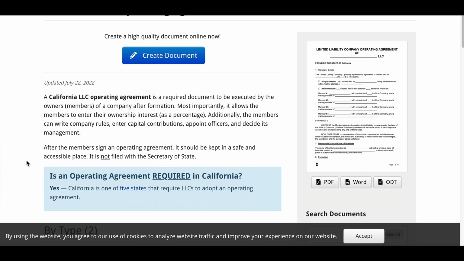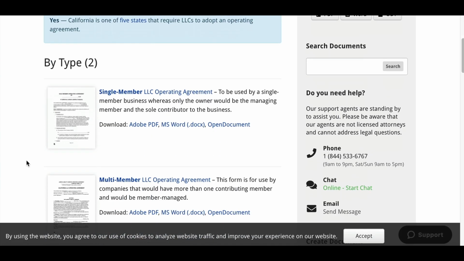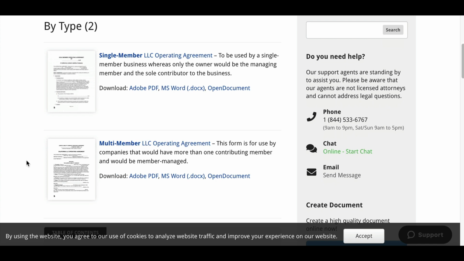And this is one of those places where you can create a document, and then they also have different documents that are available. This is from somewhere called eforms.com. So one of the things that I want you to think about when you're looking for forms online is that in the United States, contract law, and operating agreements and all these other agreements are under contract law, is not federal or national law. It is state law. So it is the contract law of California or New York or Nevada or whatever it is.